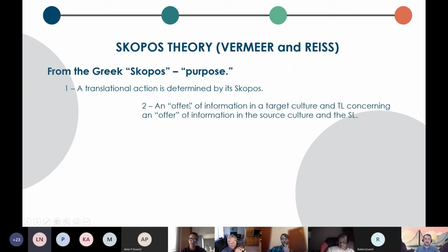Number two, a target culture and target language offer of information concerning an offer of information in the source culture and the source language. This is relating the target language and the source language together. This is taking the source text and making it relate to the target text and the target language in the relative cultural context. Number three, it does not offer information in a clearly reversible way.